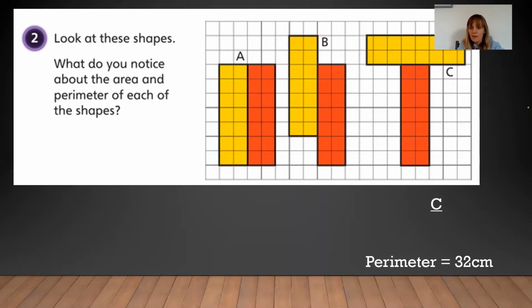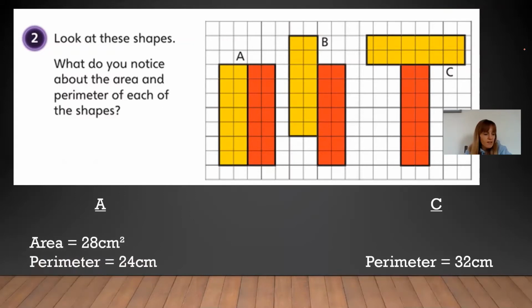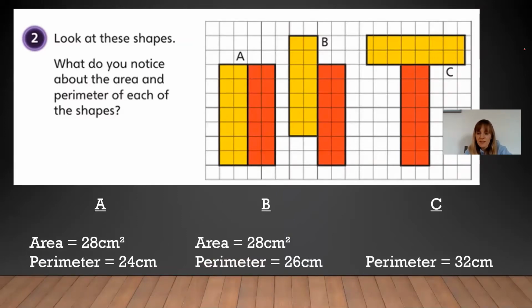Now, if I move my face out of the way from here, you pause it and have a go. I'd like you to have a go at calculating the area and perimeter of all of those shapes and see what you notice, and then come back for the answers. Okay, so here we go. So shape A, look, has an area of 28 centimetres squared and a perimeter of 24 centimetres. Shape B has an area of 28 centimetres squared and a perimeter of 26 centimetres. Shape C, the answer seems to have been there for the perimeter, which was 32, and the area was 28 centimetres squared. So what do we notice about these shapes?